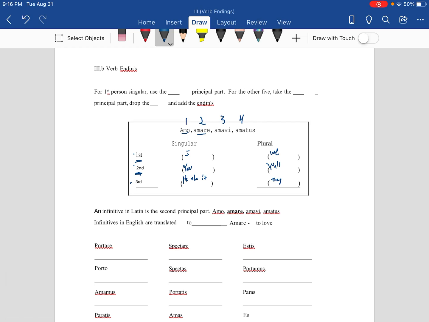Now, for first person singular, you want to use the first principal part, which in this instance is amo. For the other 5, second singular, third singular, first, second, and third plural, you want to take the second principal part and drop off the RE, and then you're going to add your endings. So we want this part right here to drop off the RE, and you see we're left with ama.